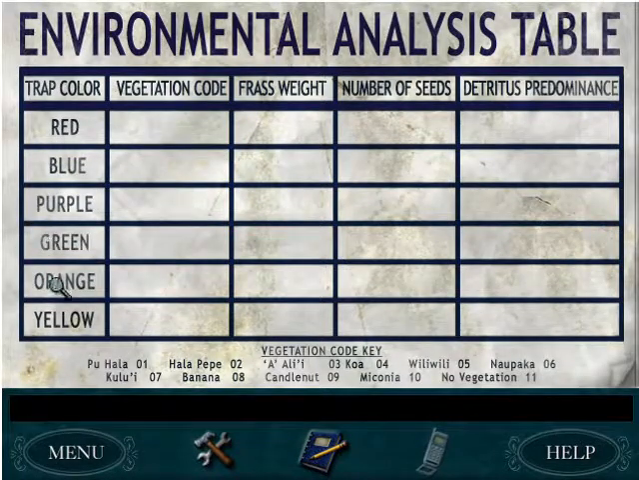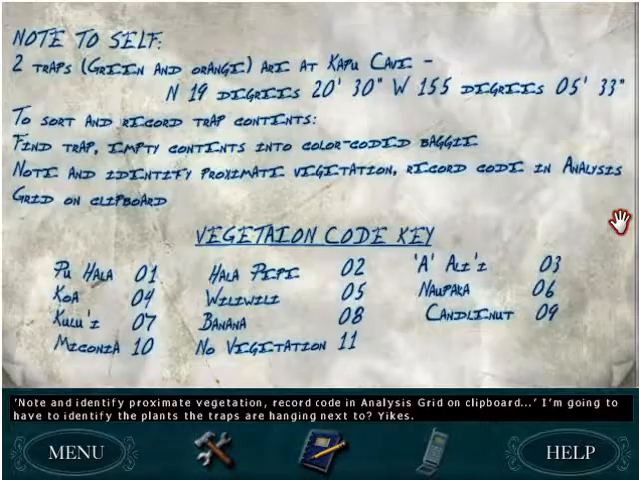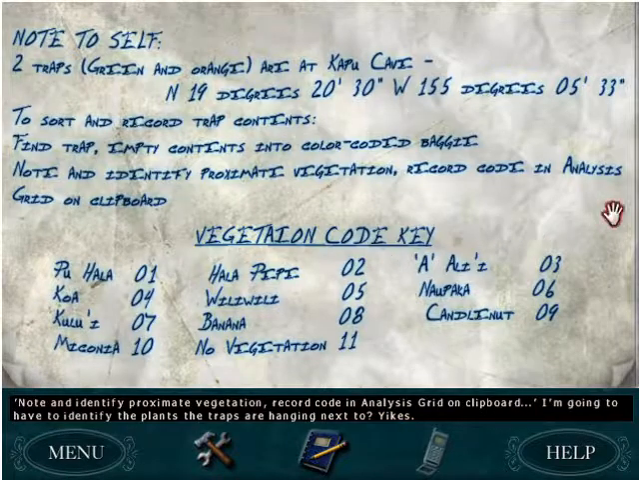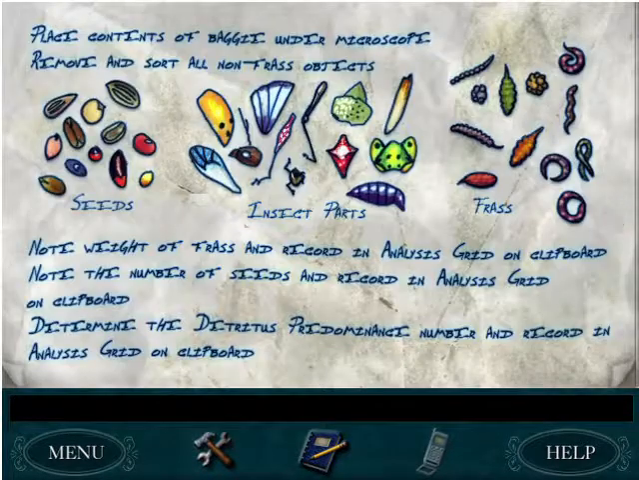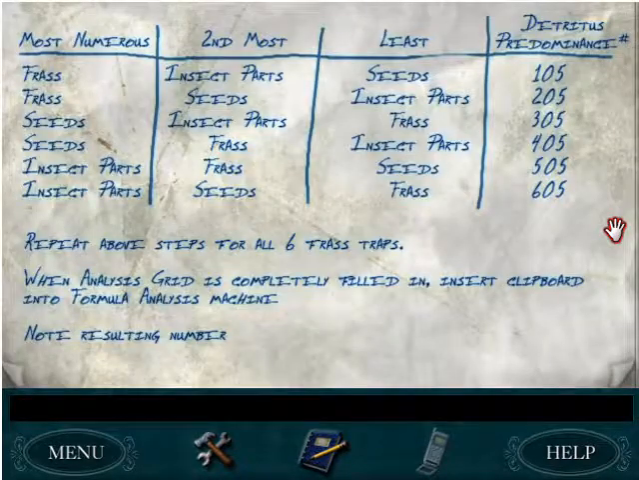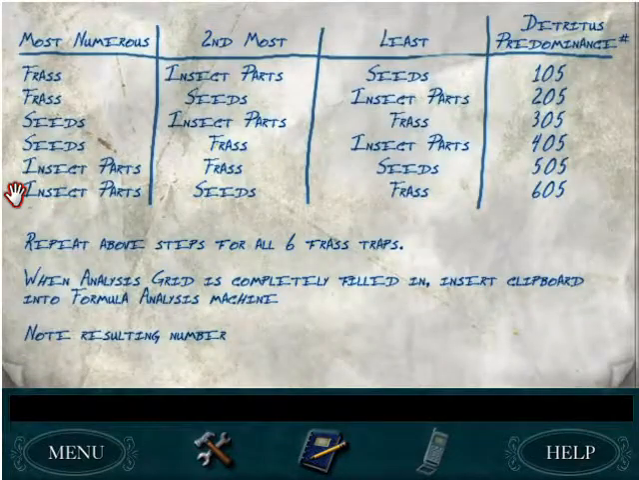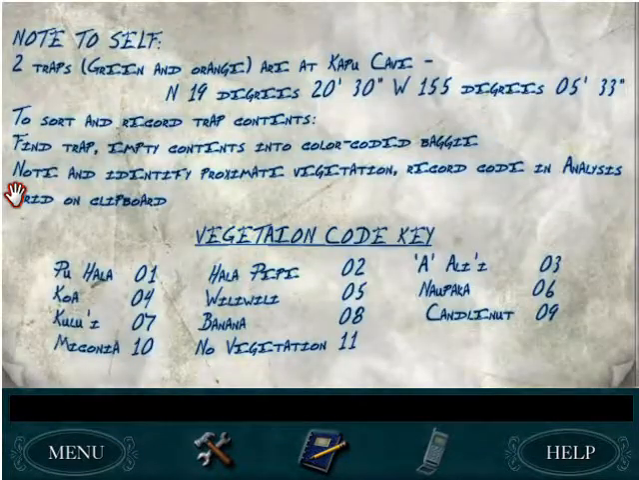And we've only gotten 4 of the frass traps, so note and identify proximate vegetation, record code in analysis grid on clipboard. I'm going to have to identify the plants the traps are hanging next to? Yikes. Yes, you are, which is why I was just talking about the leaves. We need to figure out the seeds, the insect parts, and the frass. We repeat this. Let's see. Analyze samples. Oh, that's what we do when we're all done. Oh yeah, here we go.